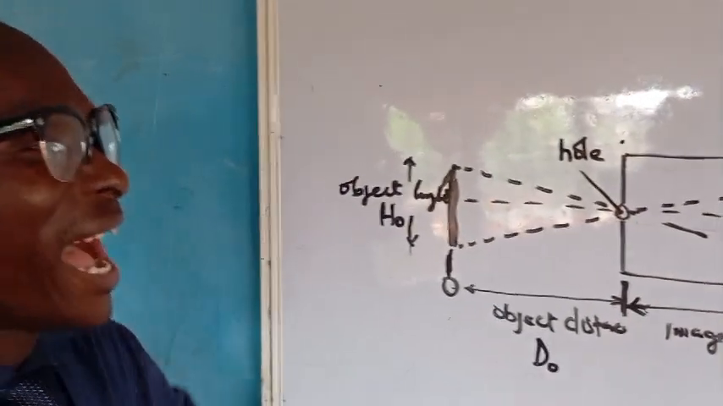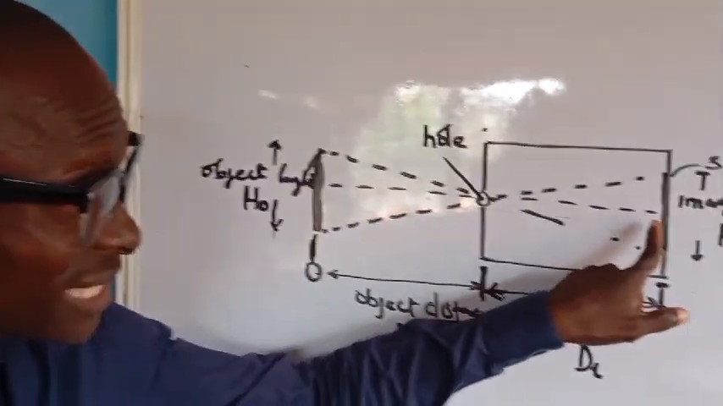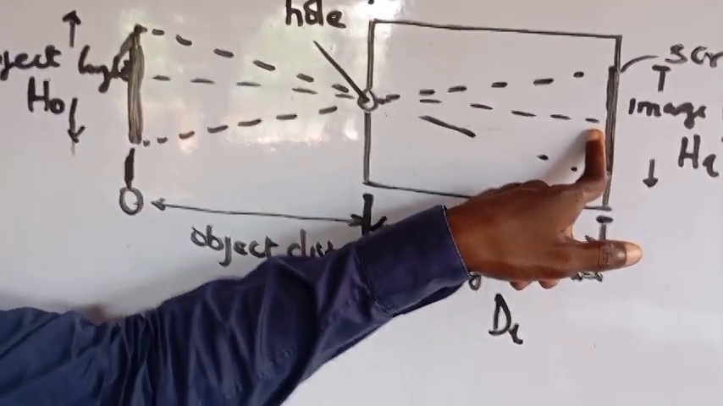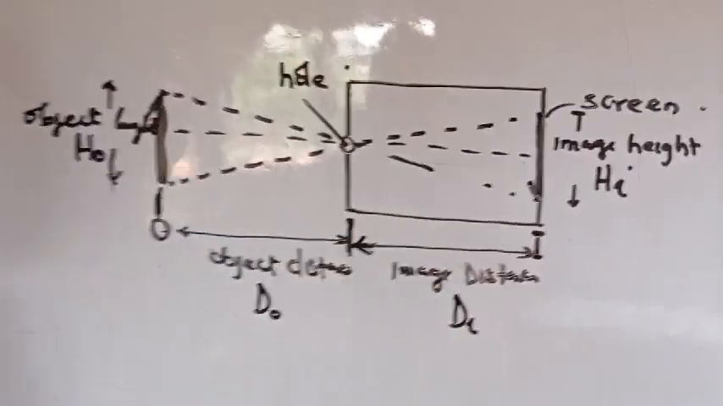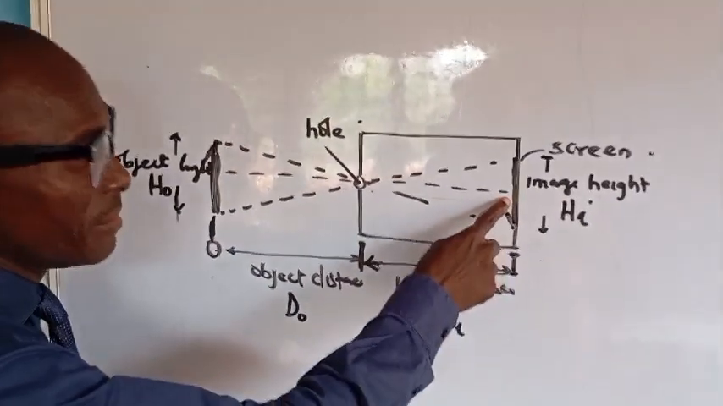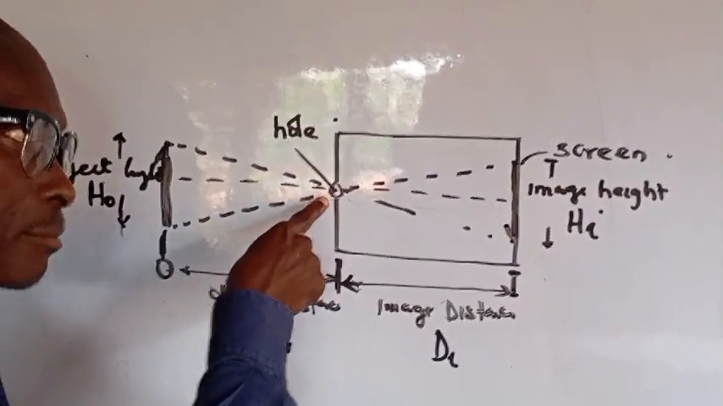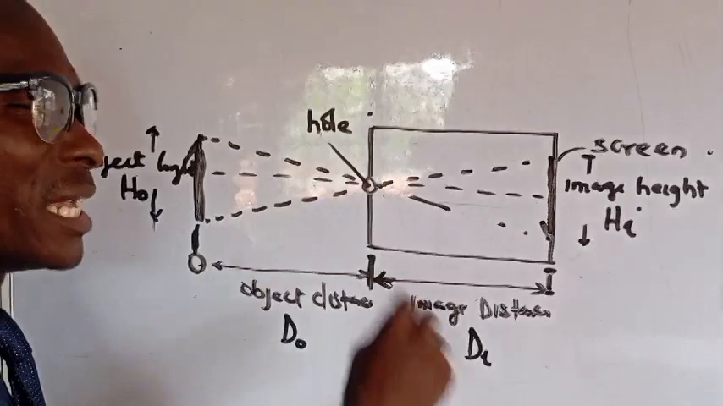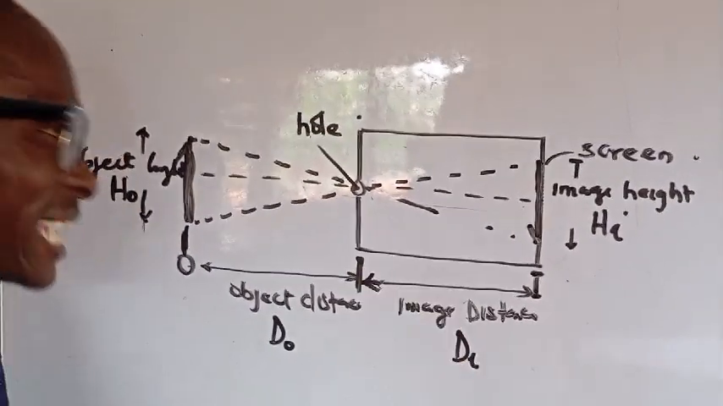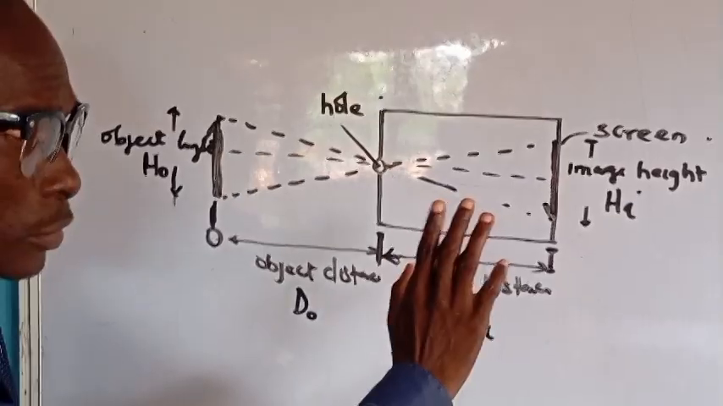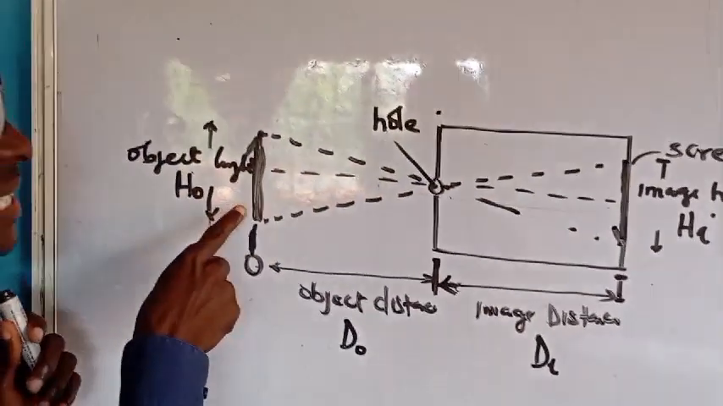Are you getting it now? And at that time, the blurred image you are seeing here is due to diffraction of light around the hole. This blurred image I'm talking about, when the hole is increased, is a result of what? Diffraction of light around the what? The hole. That's what we're trying to say now. Now, this is the object.